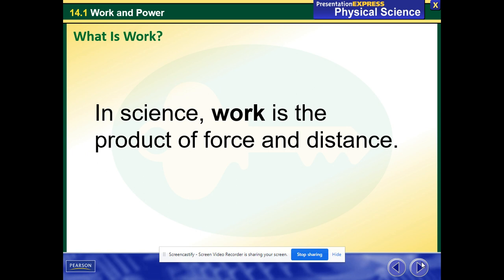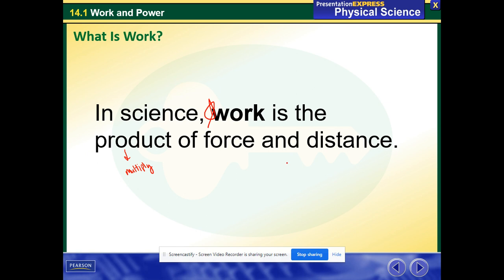Let's start us off with what is work? Well, in science, work is defined as the product of force and distance, which means that I'm going to multiply the force of something times the distance that force can get an object to move. In other words, remember, force is the push or pull on an object. So if I push an object and I measure how far it goes, multiply those two values, and that will give me the amount of work that I have done.